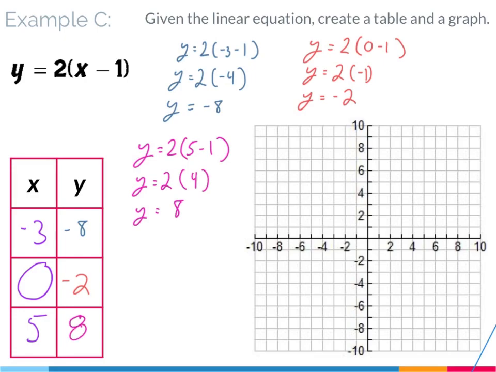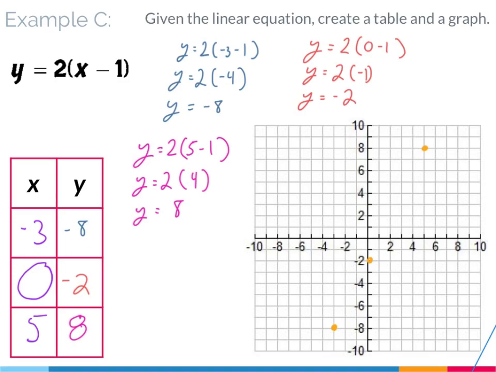So now that we've got all our points, we want to go ahead and put them on the graph. -3, -8 is going to be down here. And then I've got 0, -2. And finally, I've got over 5 up to 8. So as you can see, I made all of my points on my graph, and they made a straight line. If one of my points isn't on that line, then I know I made a mistake when I was figuring out what that point was.